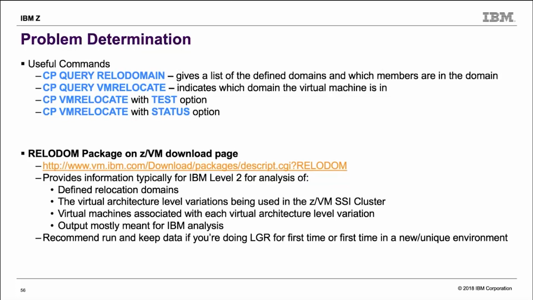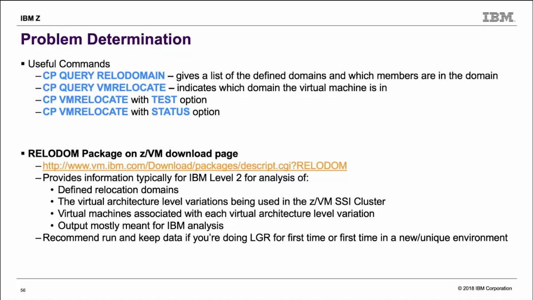Now, this is something we don't expect you as an end user to be able to analyze yourselves. So typically what would happen is if something's going wrong, we can't get what we need from a query or VM relocate status, then we'll have you run this reload exec and then send the output to us, right? And then the z/VM level 2 guy, as well as myself and our other LGR person, will analyze that information. Basically, it captures all the information we need on what relocation domains are there, what various virtual architectures are at play and in use, what virtual machines are using what architecture, right? So there's a lot there.